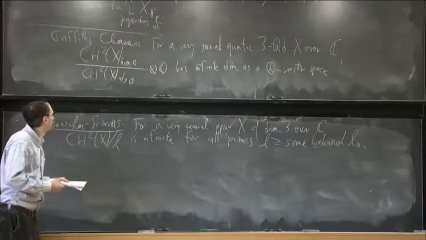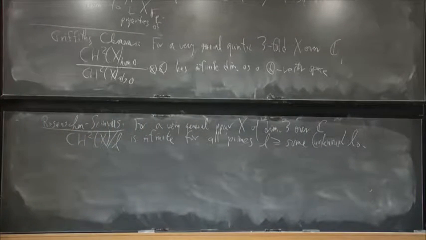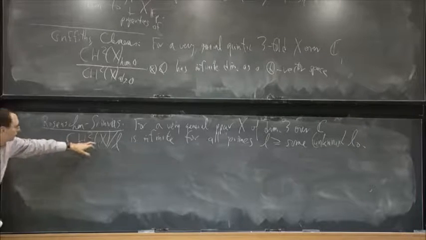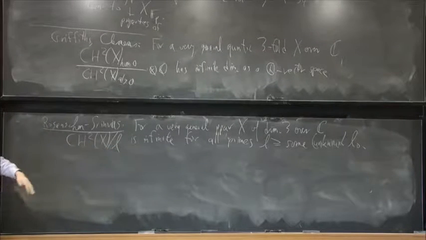Okay, but both of these things use the idea of studying a Chow group of a complex variety mod a prime number by relating it to how the variety reduces mod L. And I'll say a little bit more about how that works. Okay.